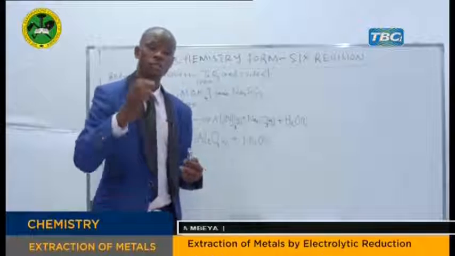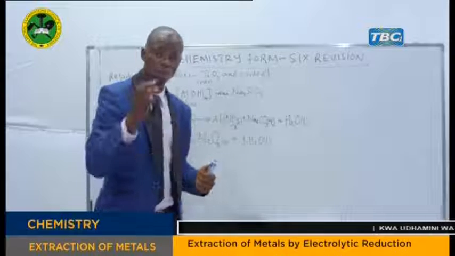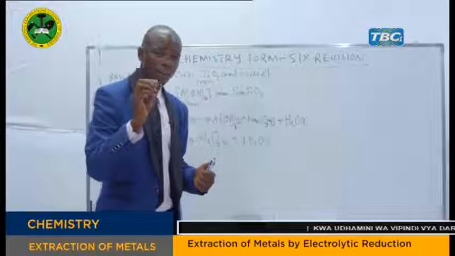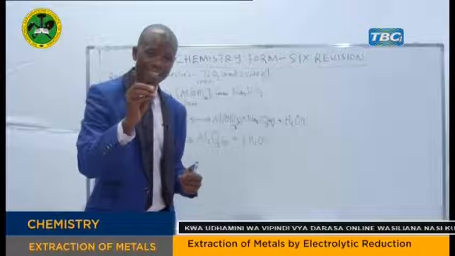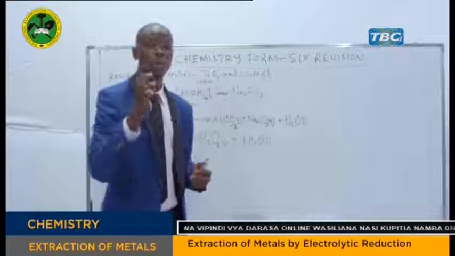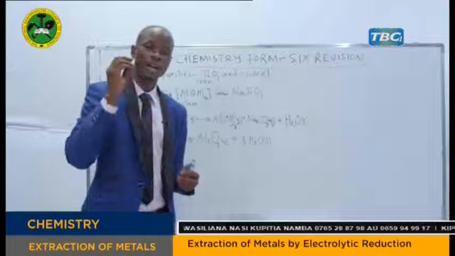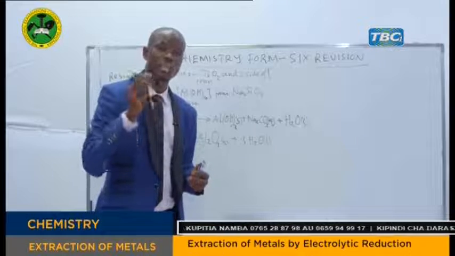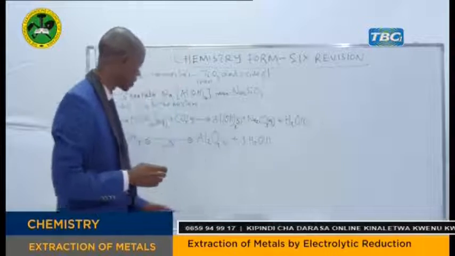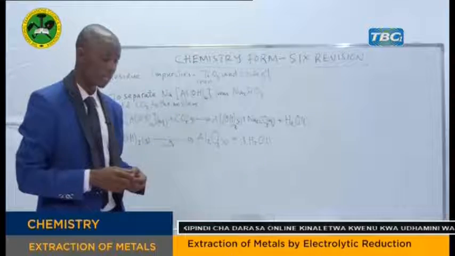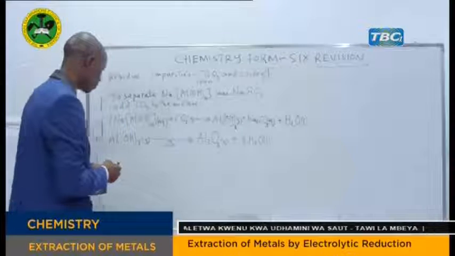Role number one, to reduce the melting point of aluminium oxide from 2045 degrees Celsius to about 900 degrees Celsius. That is role number one. Role number two of the cryolite is to increase the electrical conductivity of the solution. So those are the things that you have to understand about this compound, which is aluminium oxide.